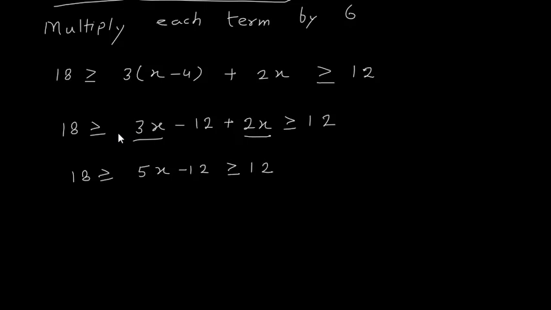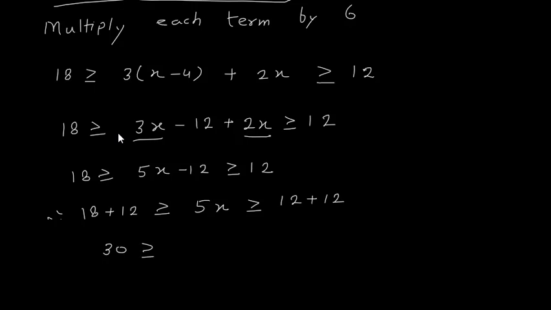Now I will add 12 to each term, means I will add 12 with each term. So here I will get 18 plus 12 is greater than or equal to 5x minus 12 plus 12, so the 12s will cancel, and this is greater than or equal to 12 plus 12. So 18 plus 12 is 30.